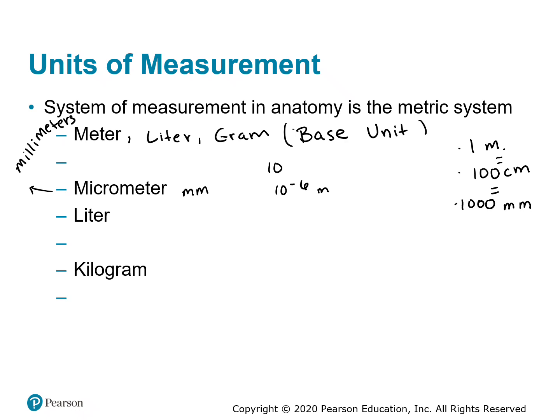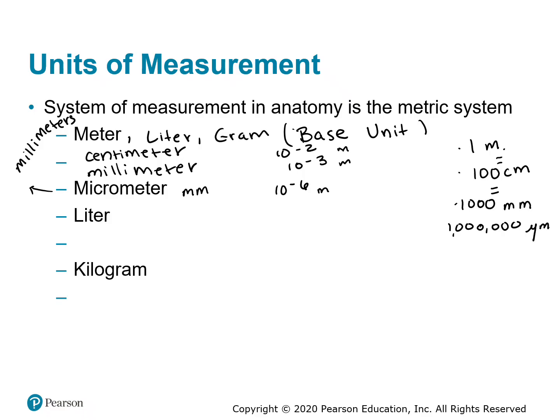Okay. So 1 million micrometers is equal to 1 meter. It's 10 to the negative 6th. Does that make sense? Kind of. It's okay if it doesn't. We're going to practice it. Don't you worry.